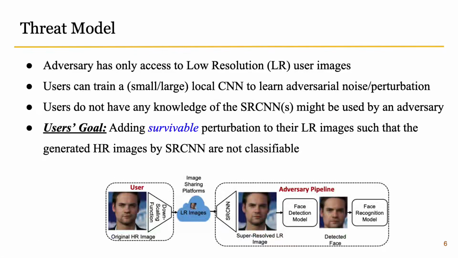Before introducing our approach, let's review our assumptions. An adversary has only access to low-resolution images. The user can train a local CNN to learn adversarial noise or perturbation. Users don't have any knowledge about the SRCNNs that might be used by an adversary. The user's goal is to add survivable perturbation to their low-resolution images such that the generated high-resolution images by SRCNNs are not classifiable.